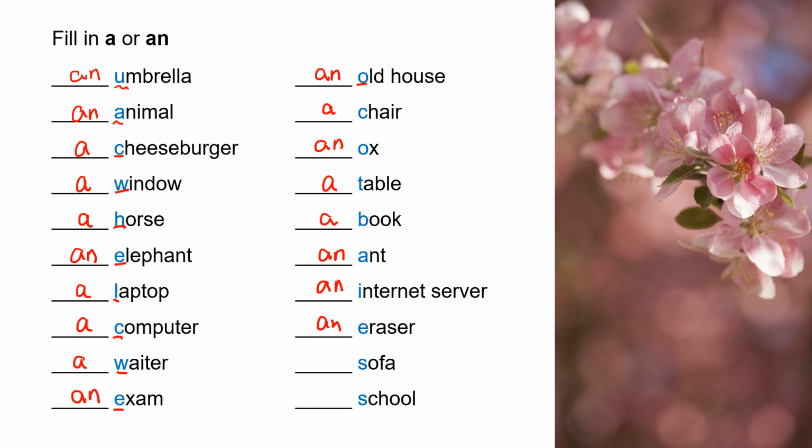And the next one is sofa. S is a consonant, a sofa. And the last one, school, a school.